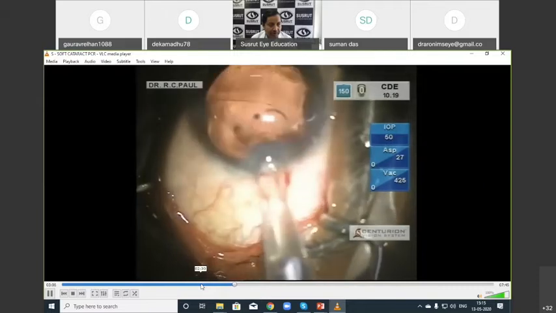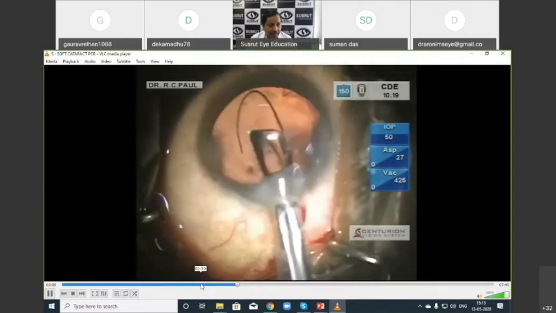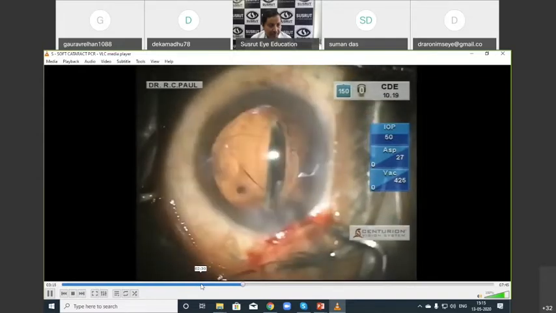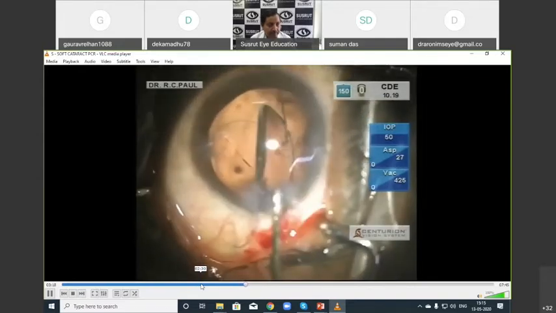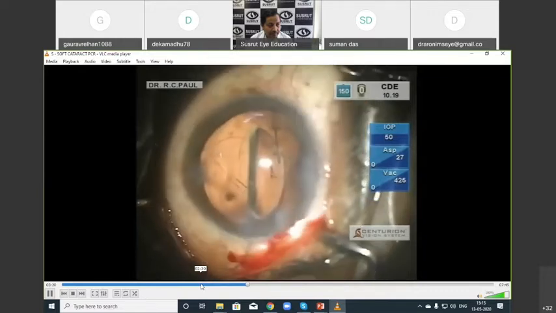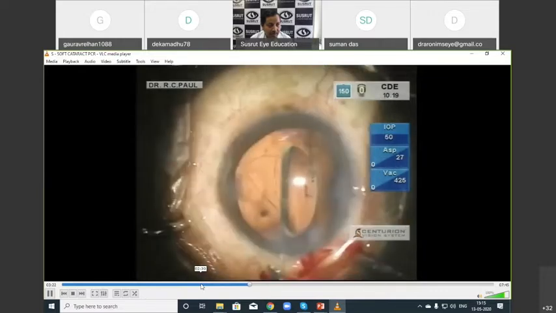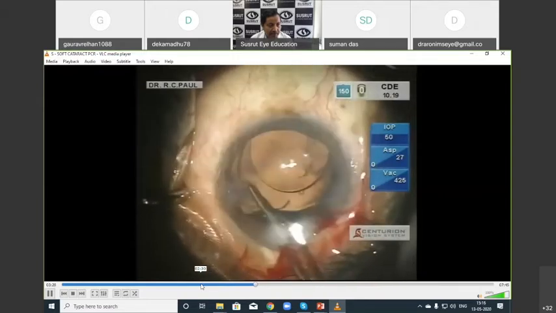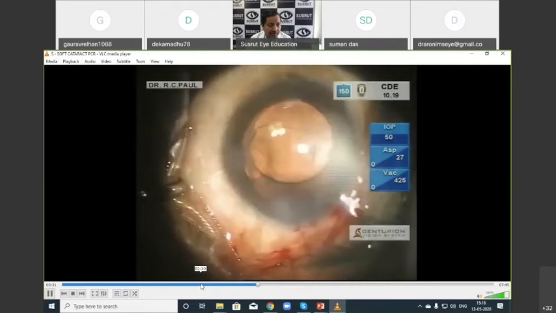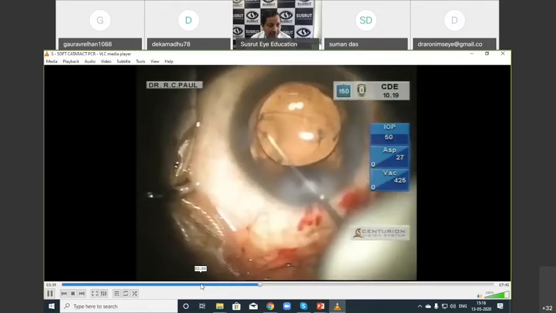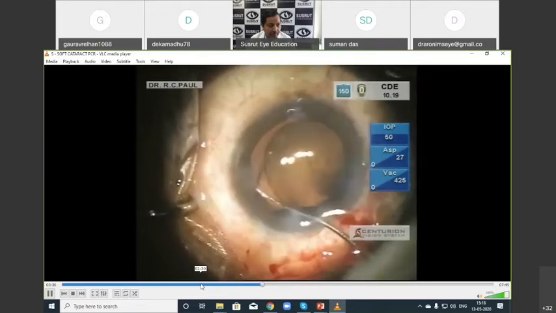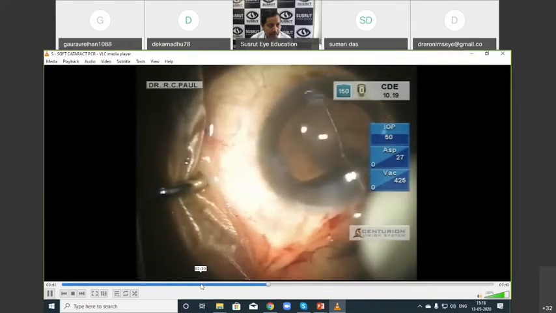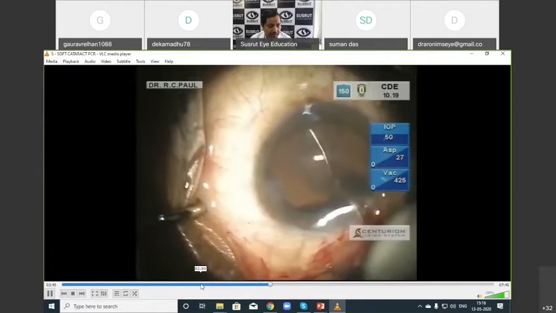So how to go about it? Here it is a 3-piece IOL. It is intended to be put in the bag. Always keep in mind that the PCR size should not enlarge. You can see in all the maneuvers that there are no fluctuations in the compartment. The entire process is very slow, rotating the haptics very slowly within the capsular bag.